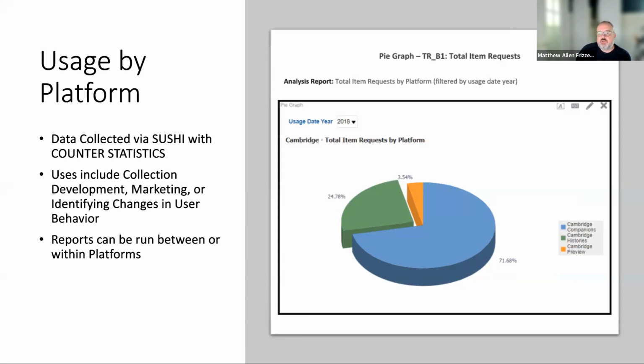Here you see a pie chart which shows percentage use by year within a platform. But you can also run a report like this between platforms. And often these are used for collection development or finding out, do you need to promote different platforms, things like that.